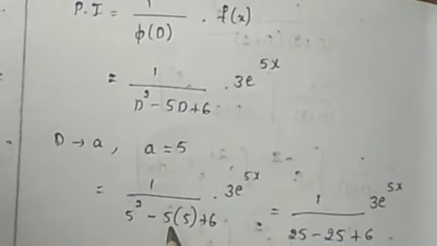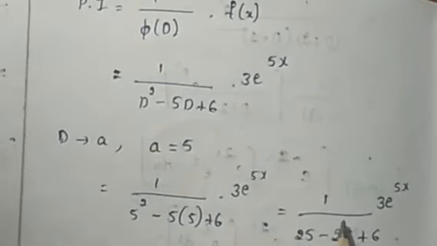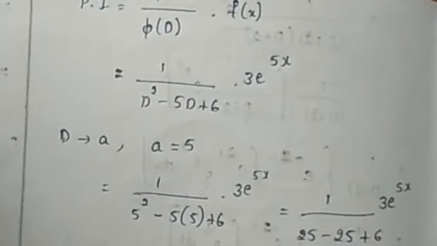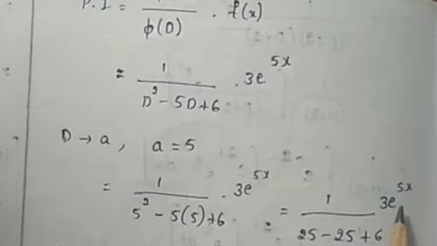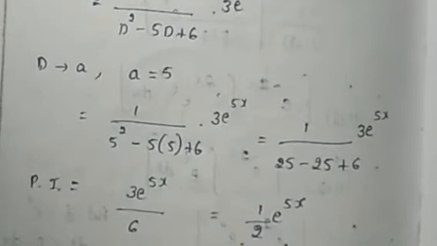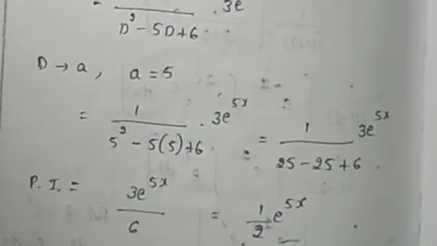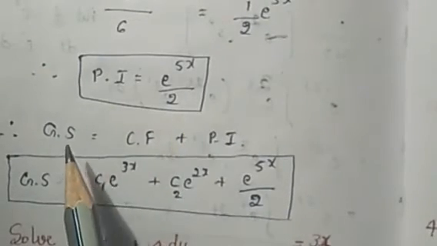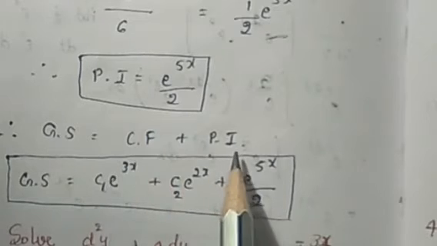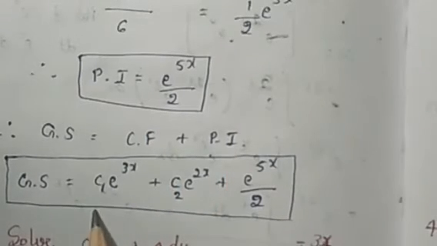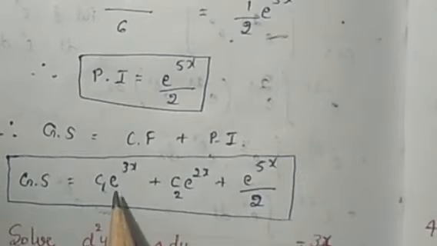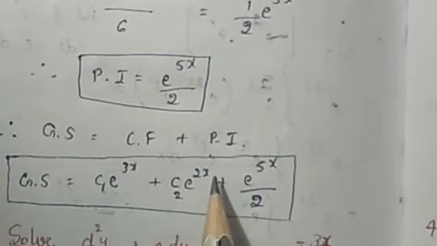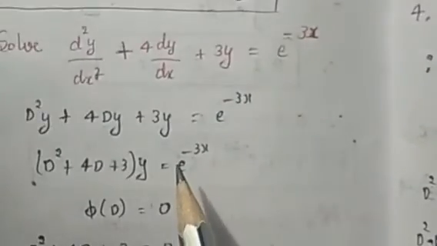So 1 by 5 square minus 5 into 5 plus 6 into 3 e power 5x, which is equal to 1 by 25 minus 25 plus 6 into 3 e power 5x. If you solve this you get half e power 5x. So the particular integral is equal to half e power 5x. The general solution is complementary function plus particular integral. So the solution is c1 e to the power 3x plus c2 e to the power 2x plus e power 5x over 2. So go to the next problem.